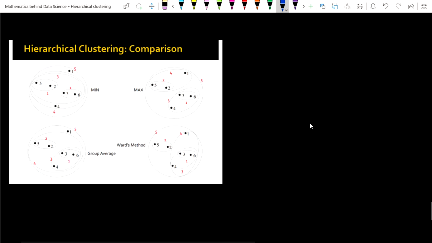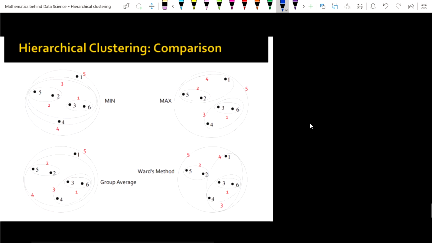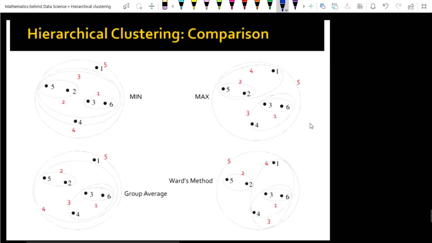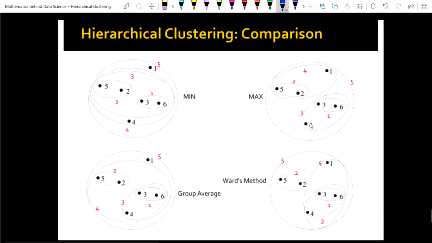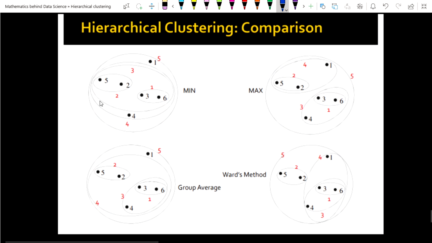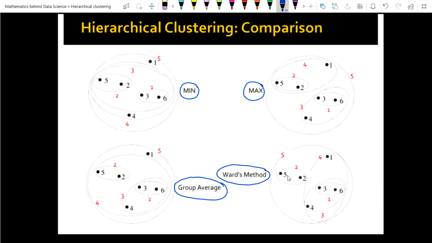Okay, now here are the four types of comparison side by side that we have seen in previous discussions. These are the complete and the mean techniques. This means that using the simple min formula, this is the picture that we got. Using the max formula we got this type of picture, using the group average formula we got this type of clusters, and using the Ward's method we got this type of picture. These are the differences, this is the side by side comparison between these methods.